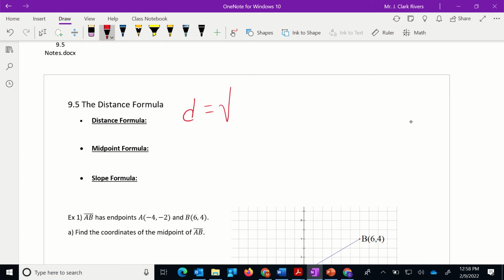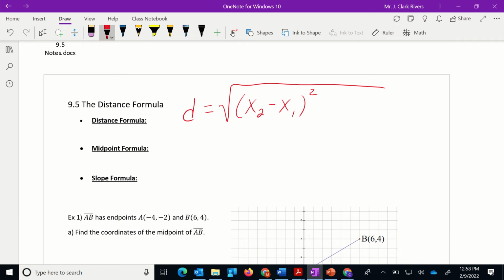Distance formula equals the square root of x2 minus x1 squared. Now we're taking the difference of the x's and we're squaring them. So when you square a positive number, it's always going to be positive. When you square a negative number, it's always going to be positive. So it really doesn't matter which order you subtract here, because whether it comes out to be positive or negative, you're squaring it.